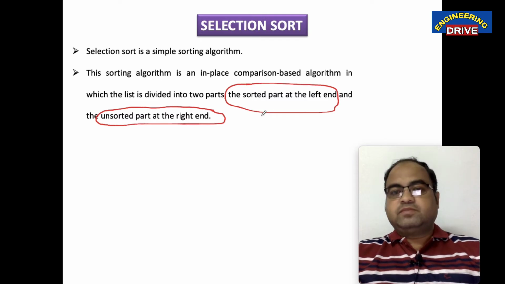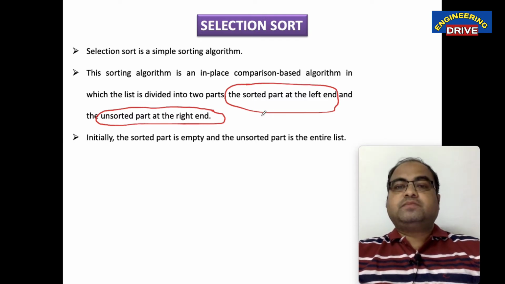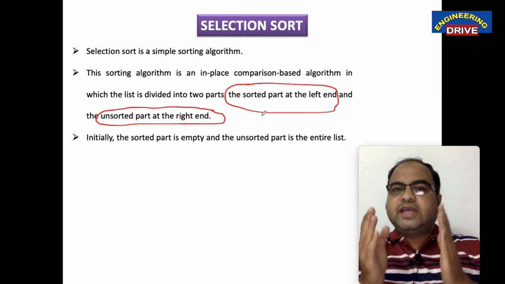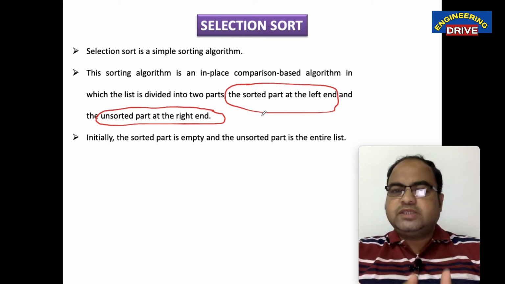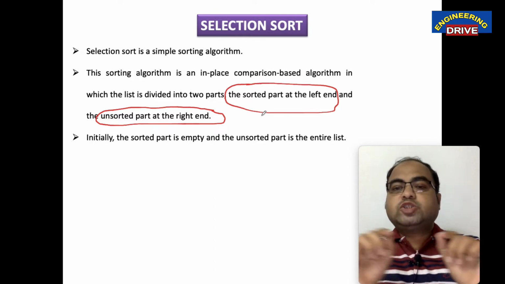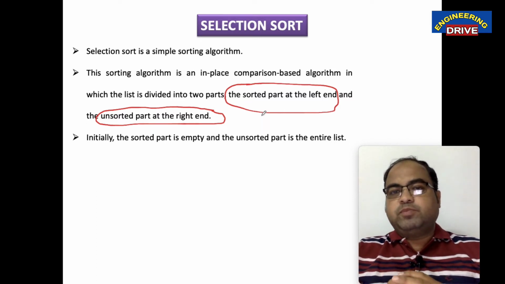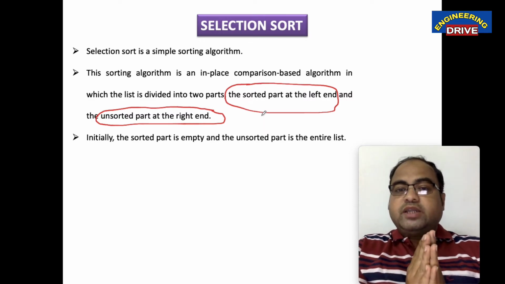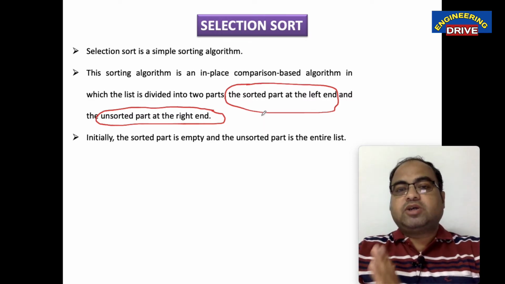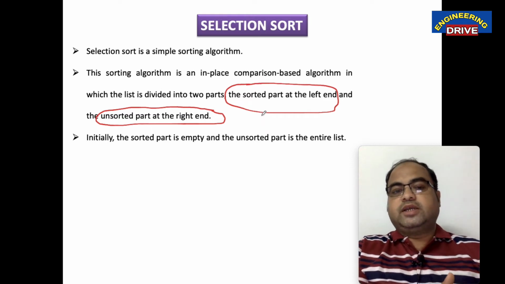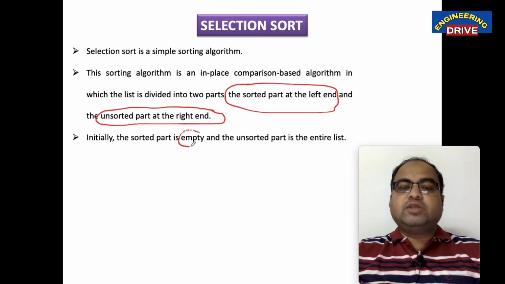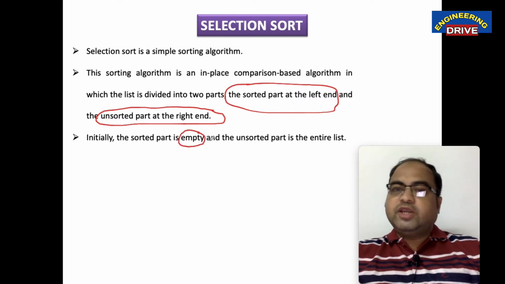This point is clear. Next point. Initially, the sorted part is empty and the unsorted part is the entire list. Because the input to the various sorting algorithms, not only selection sort, will be an unsorted array. That is the input, and it is at the right side part of the array. And what do we need as the output? The entire unsorted array should be converted into a sorted array. So that's why the sorted array will be empty initially, because it doesn't have any elements. That we need to find out now.